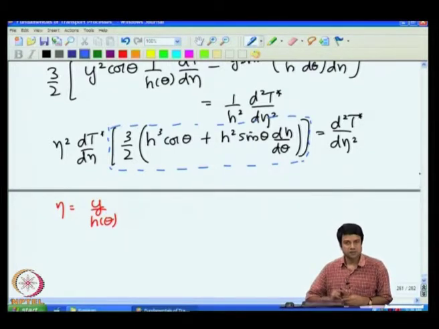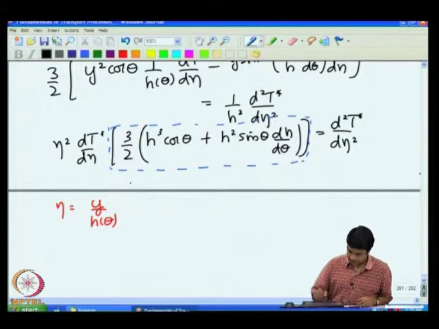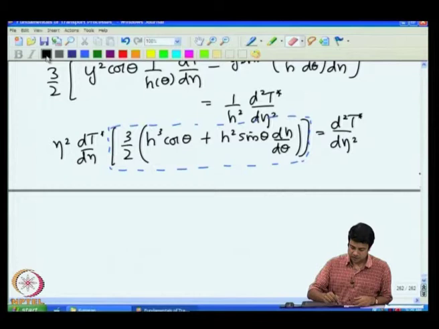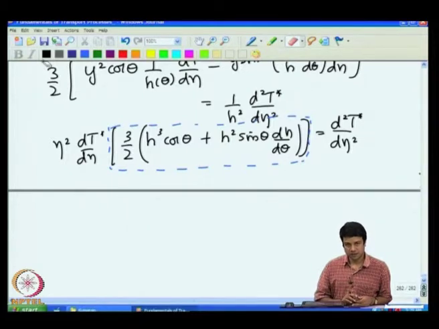So, this gives us the form of the function h. This is the equation which this function h has to satisfy if we are to get a similarity solution for this equation. What should be the value of this function? First of all, it should of course be negative, because if it were positive, for dT by d eta I would get an exponentially increasing function. Temperature cannot increase exponentially as you go far away. Therefore, this has to be a negative function.